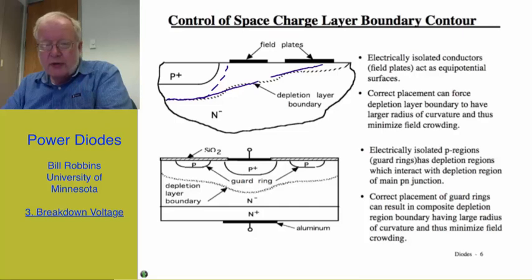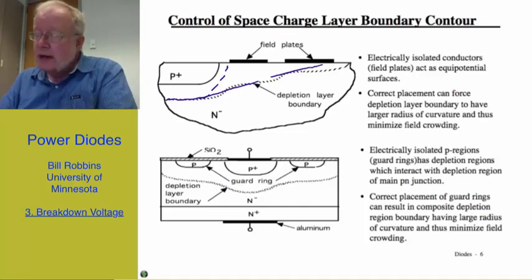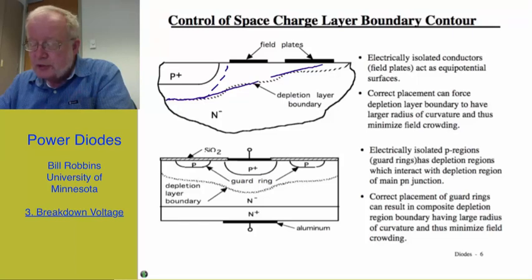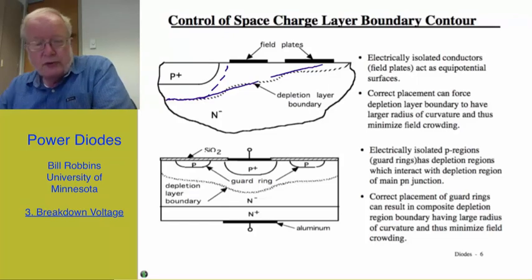In other words, a much larger radius of curvature. We achieve this either by so-called field plates, which are open-circuited pieces of thin film metallization placed strategically so that as they operate as an equipotential surface, they force the boundary of the depletion layer, which is also an equipotential surface, to conform to the appropriate shape so that we do not have field crowding problems.